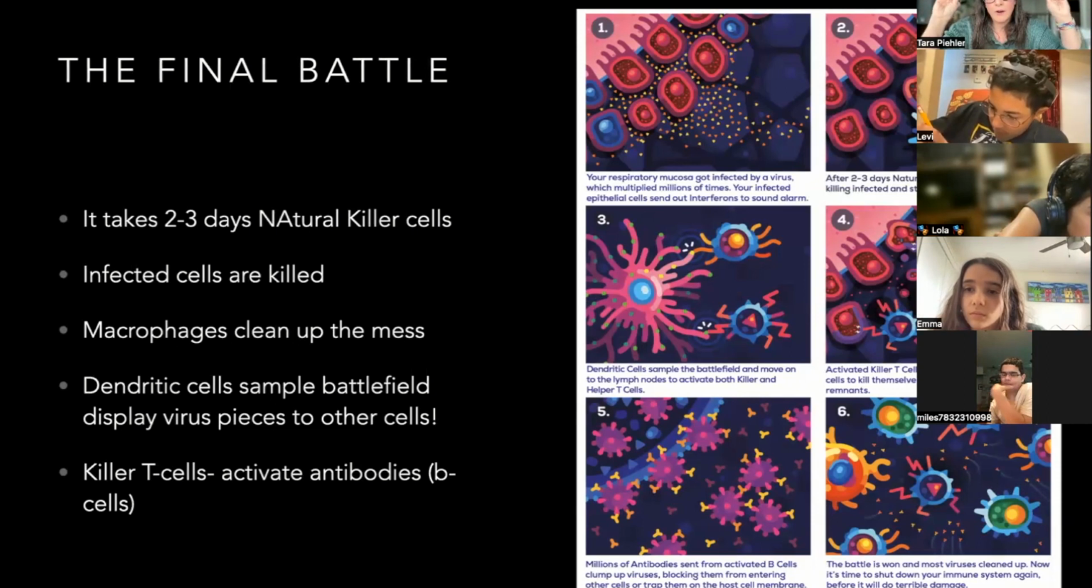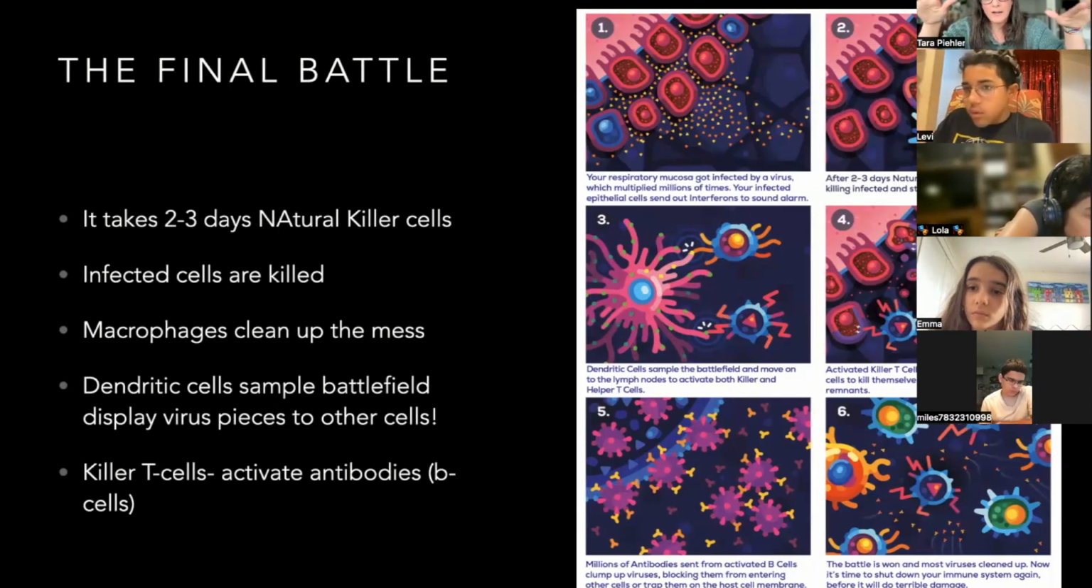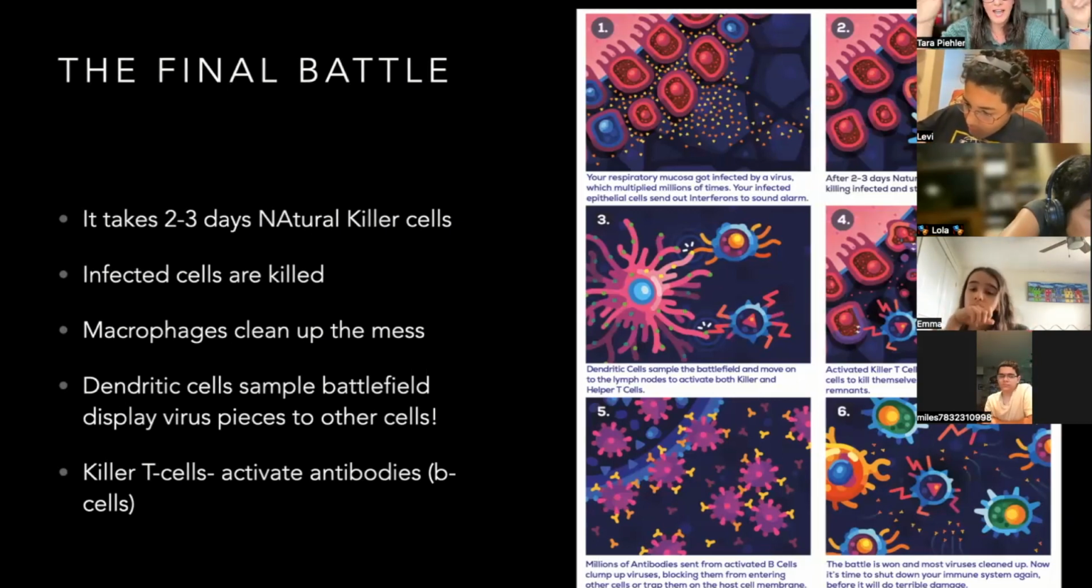We have some of our dendritic cells. They're kind of looking around the battlefield going, all right, we're picking up some virus pieces and we're going to start displaying them, showing them around to all the cells, saying this is what it looks like. Find this, right? And that's when our killer T cells go, gotcha. I'm going to start activating our antibodies. We'll talk about B cells, vaccines, immunity next time, because B cells spray antibodies.